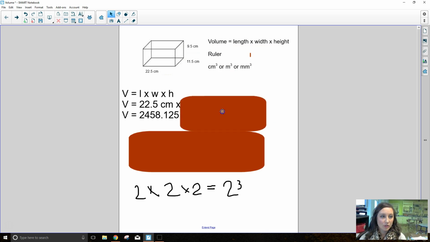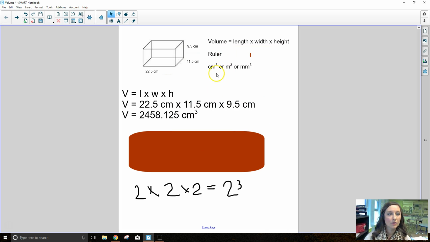Another thing I want to talk to you about with units: we are using centimeters cubed in this case because it worked for this size tissue box. If we're using a really big box, maybe like a box for a refrigerator, we might be using meters cubed. That's a larger unit. Or if we're doing something really small, maybe like the size of this tiny little cube, we might use millimeters. So it's really going to depend on what units you're using to measure your length, width, and height, and that's going to depend on what your final units are. So you're just going to cube whatever final units you're ending up with.